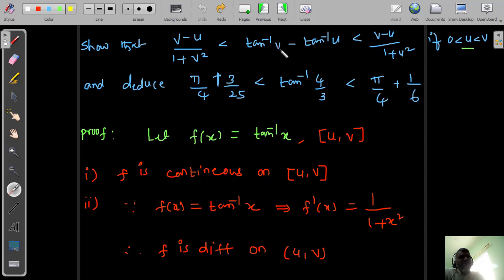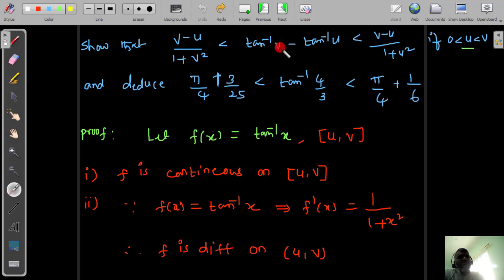So by inspection, let us take this v value as 4 by 3, and put 1 for the other value. Tan inverse 1 is 45 degrees, which is pi by 4. This pi by 4 you can transpose to the left side as well as the right side, both sides. Then the middle term will remain as tan inverse 4 by 3. This is the idea. By inspection of the v value, we will choose u and v.